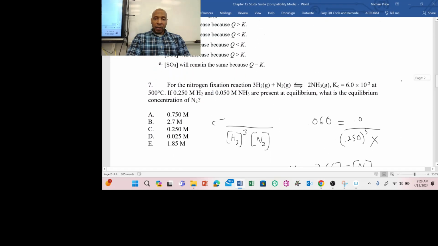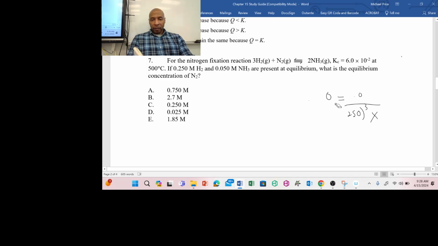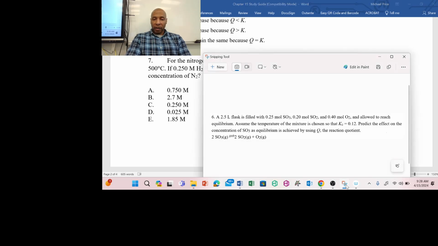All right. Now we get to the meat and potatoes. We get to one where we actually have to do the ICE chart, right? Okay, so let's go ahead. I'm going to go ahead and snip this bad boy.